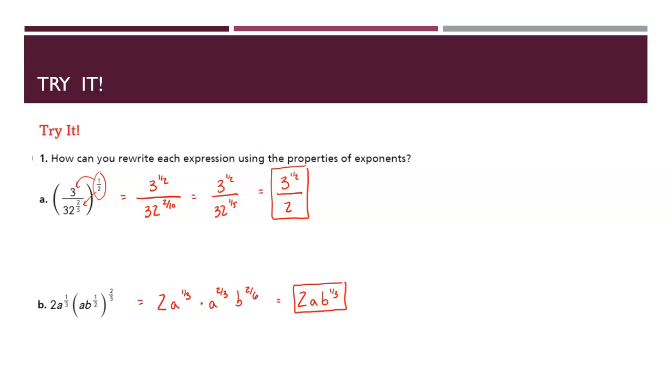Can't do anything with that. That's the square root of 3. That can't be simplified. But the 5th root of 32, that's what 32 to the 1/5 power represents. The 5th root of 32 would just be 2. And so that's as far as we can simplify it: 3 to the 1/2 power over 2.